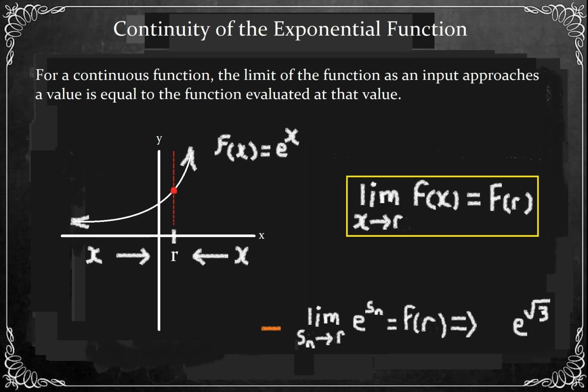Like we said, we're relying on the exponential function e to x to be continuous for a good reason, because we're taking limits, and those limits have to exist on the graph plot of e to x. So, for a continuous function, the limit of the function as an input approaches a value, say r, is equal to the function evaluated at that value. In notation, for continuity, the yellow box holds.